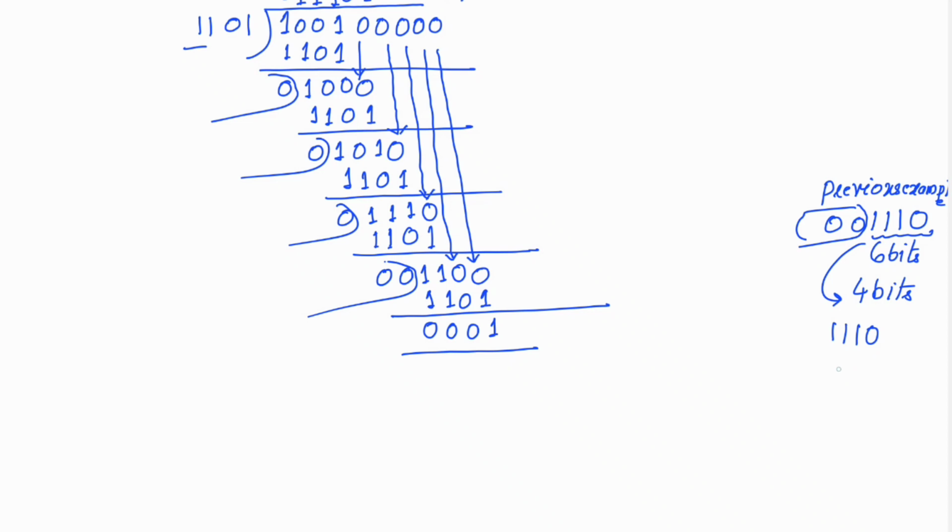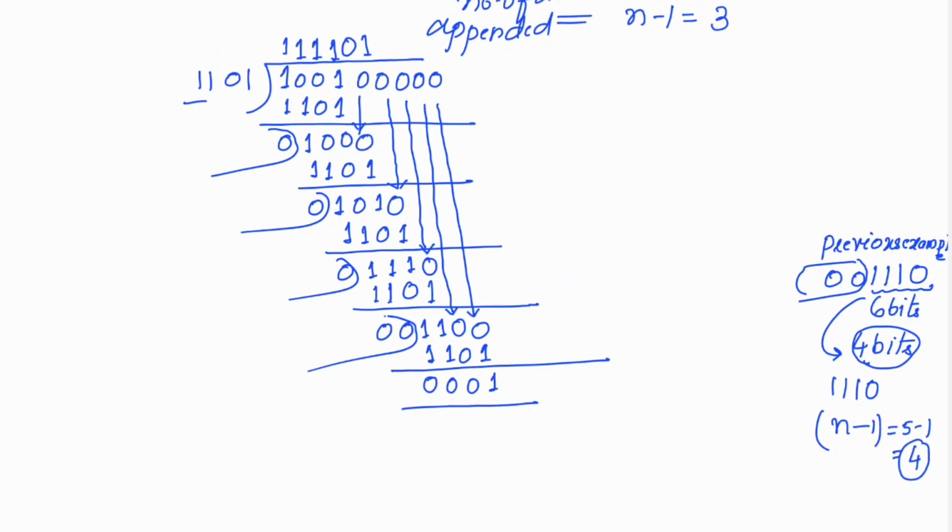This is because the logic is the polynomial value which was n, when you subtracted n minus 1. In the previous example, n was how much there? 5. Okay, 5 minus 1, 4. So this 4 bits should be equal to what? Whatever you get from the remainder, you have to reduce it to 4 bits only. You have to ignore the leading bits in that remainder and then append it to the data and then send to the receiver.